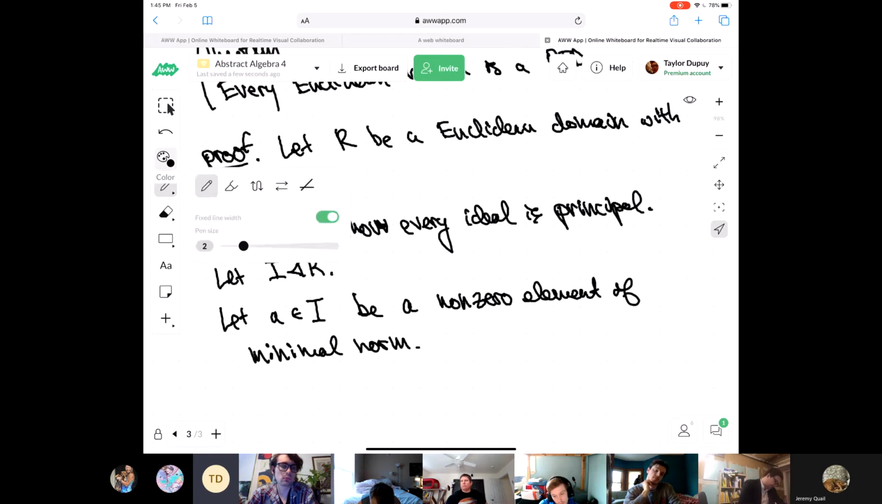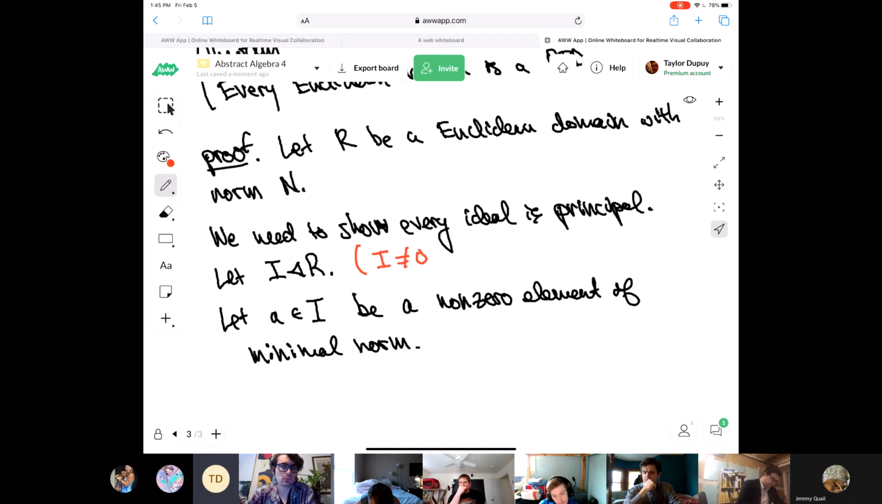Let me just make a little comment here because I think someone might say something. We can suppose that I is not equal to 0, since the 0 ideal is generated by 0. So let's suppose it's not 0, so then we can take a non-zero element.